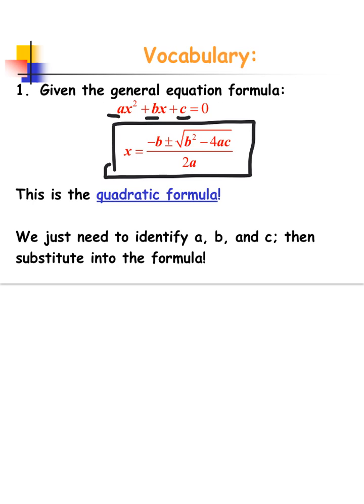We just need to identify A, B, and C, then substitute those values into the formula. Yes, it looks messy. Yes, you have to memorize it. Lucky you, your teacher will show you YouTube videos or sing songs for you. Yes, you'll learn those, and you'll have it memorized.